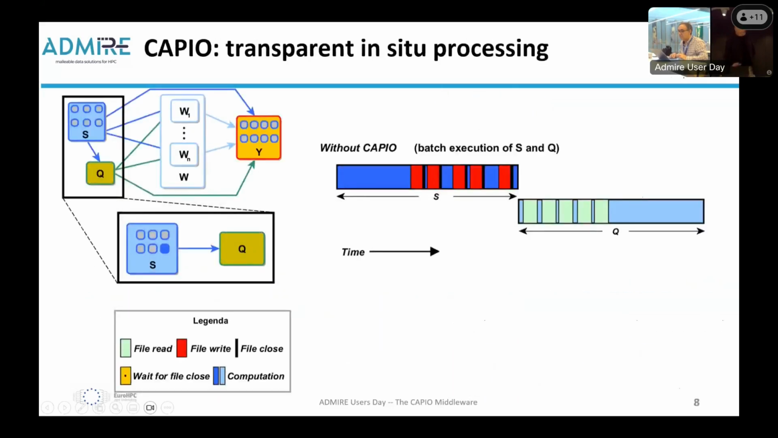So basically, again, the idea is, let us concentrate on the part of the workflow S and Q. This is, let's say, the behavior in the classical traditional workflow without CAPIO. So basically, we start S, the module S, that produces the red bars that you see in the picture, produces files. Those files will be read by the Q module later, when the S module stops, finishes, okay?